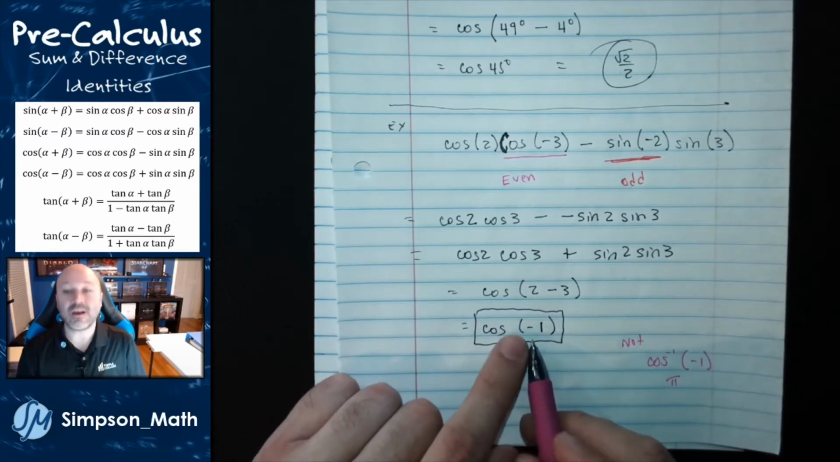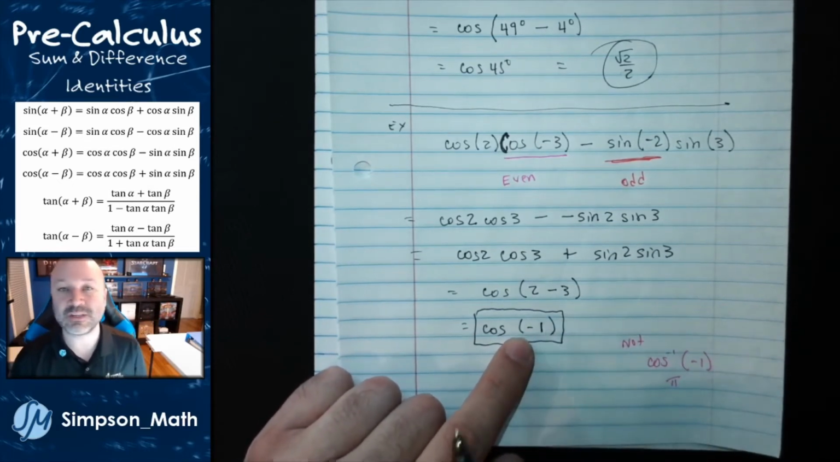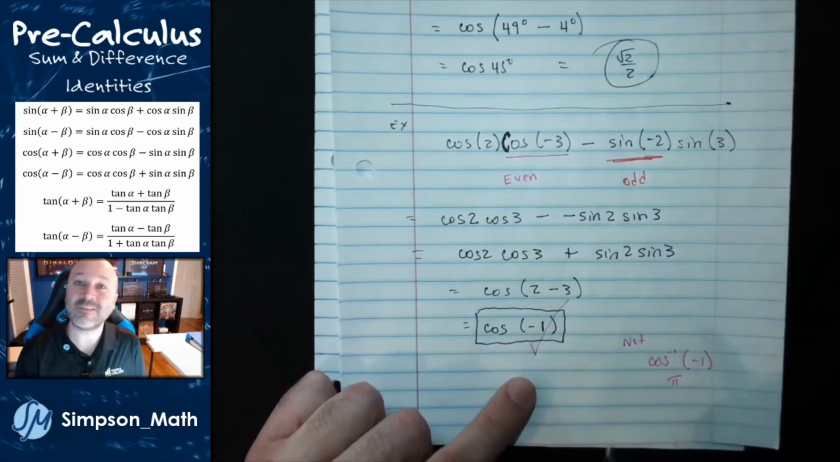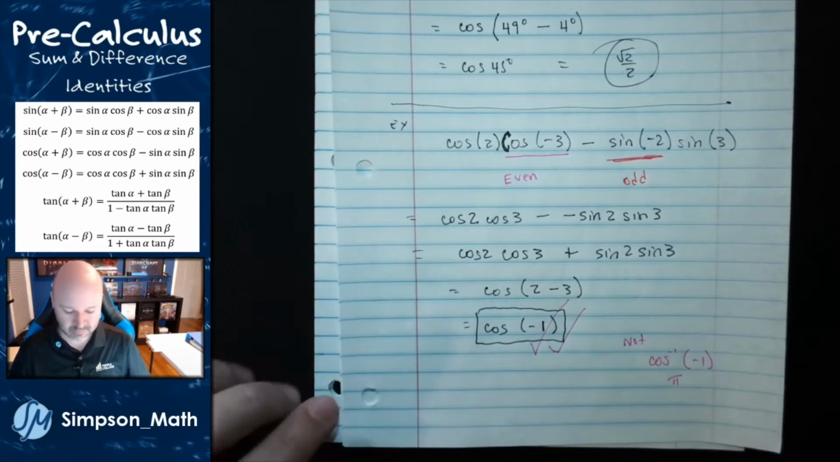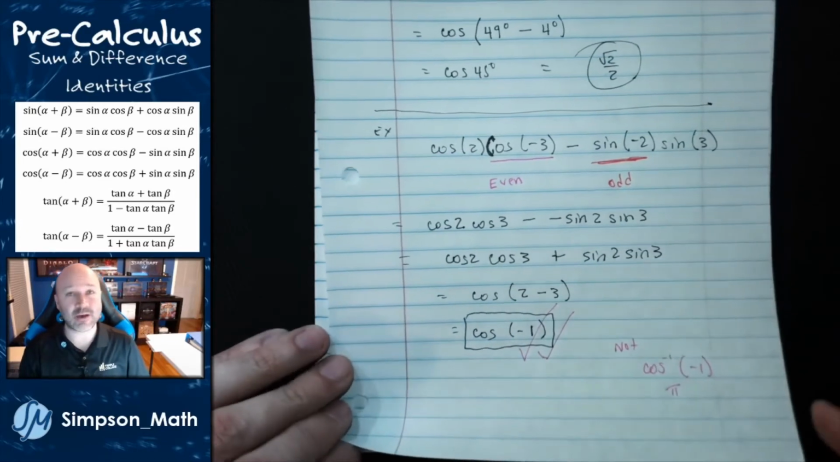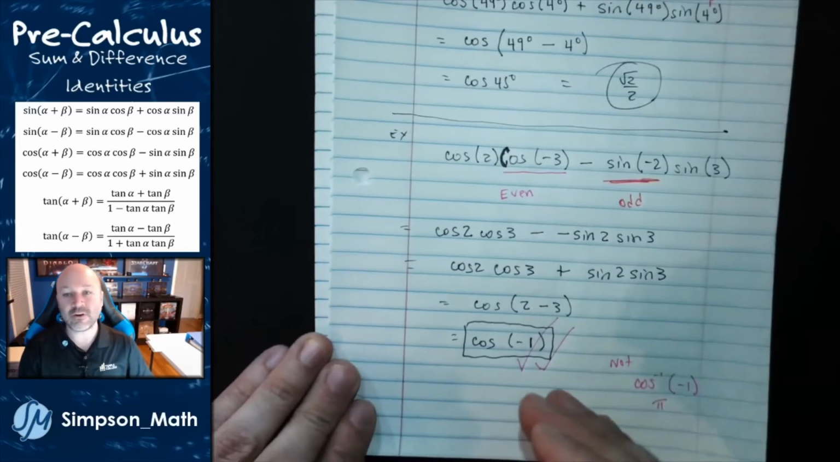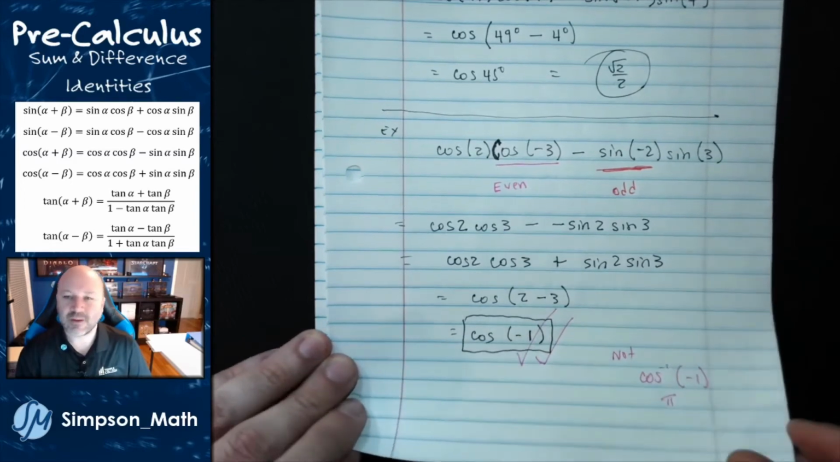This is saying what is cosine of the angle negative 1? And we must be in radians because there's no degree symbol. It's just whatever that is. I could plug into a calculator if I needed a decimal approximation, but this is the exact value. All right, that's another way we can play around with these sum and difference identities. Using them in reverse, they become just fun little problems.